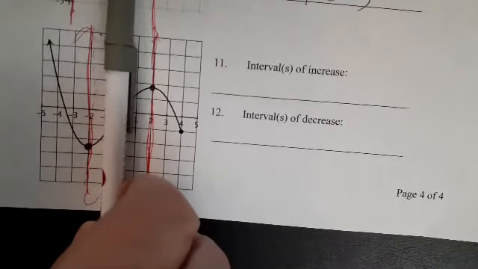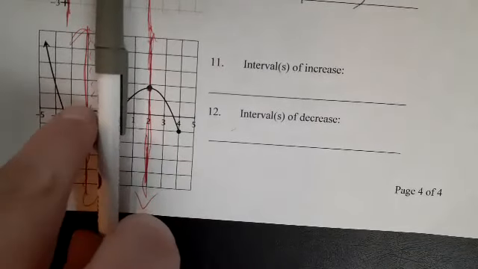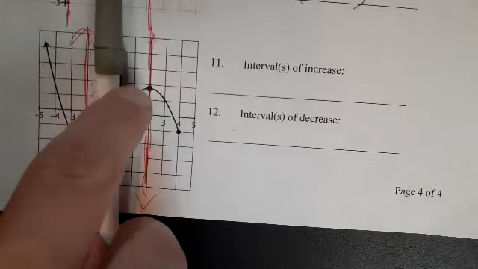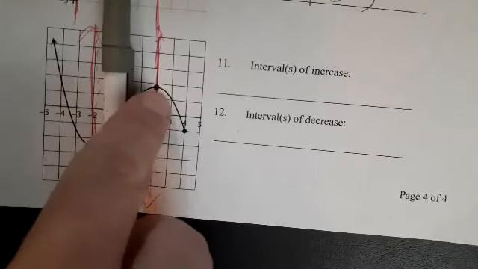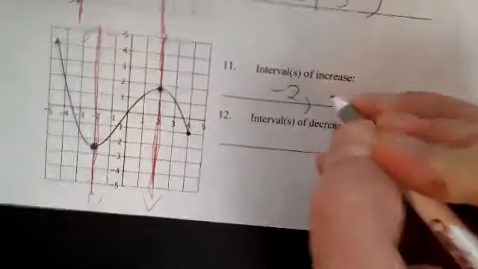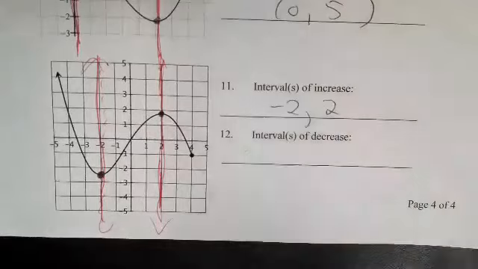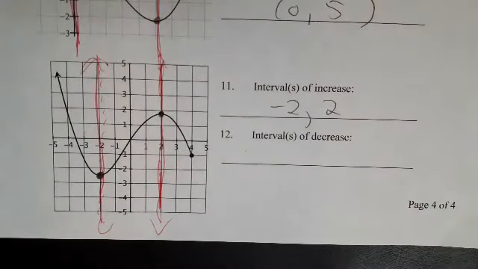Ignore these numbers. The x quantity is going up starting right here at -2. It's going up throughout my pen, and it is going up until here at 2. So from -2 to 2 is where this thing is going up.